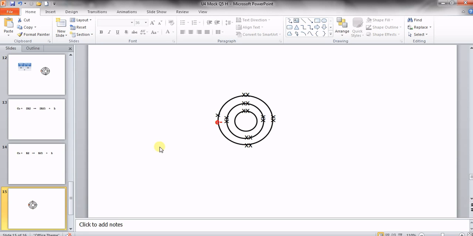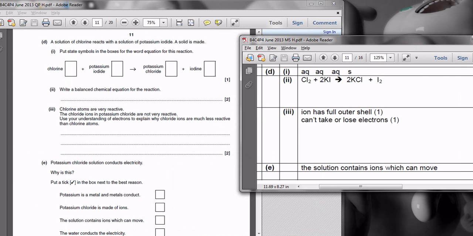So if we look at what the mark scheme is asking us for, we've actually covered it in our little explanation there. It tells us that the ion has a full outer shell. That's one mark, and so it can't take or lose any other electrons. That's the second mark. It's as simple as that. As long as you can explain what a chloride ion is, you can easily get that mark.